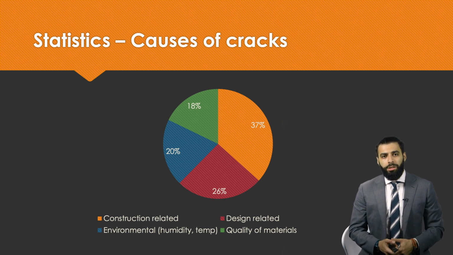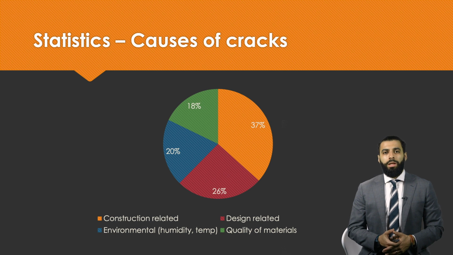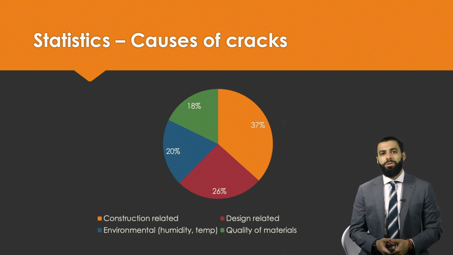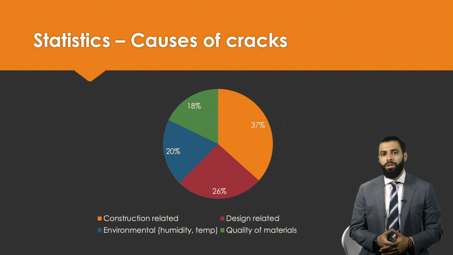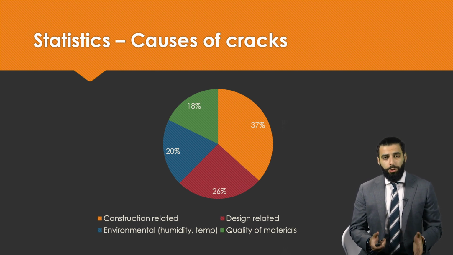Now, in terms of statistics, as you can see on the screen in front of you, the pie chart represents the percentage occurrences of cracks per cause. So the highest cause is that related to construction methods, so issues with construction on site. So we're talking about failure maybe to vibrate the concrete mix or poor workmanship on site. There's also issues related to design.